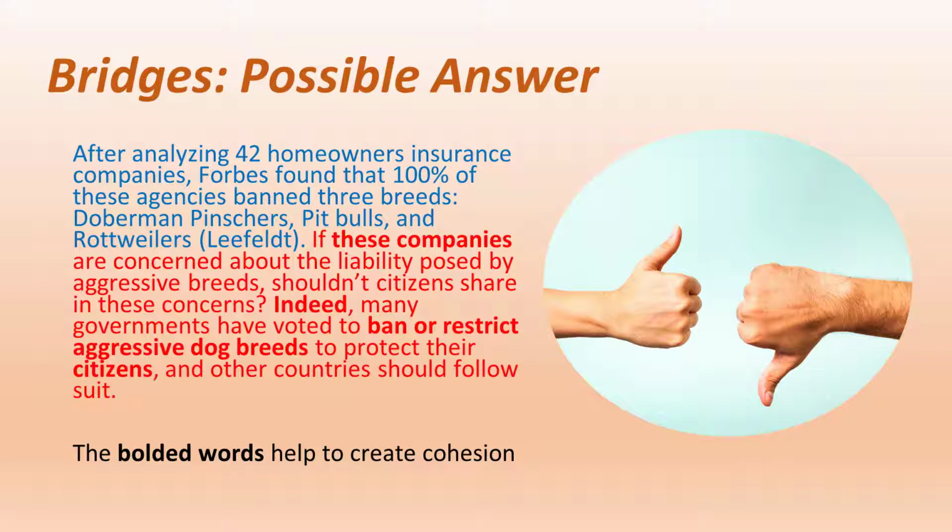These companies refers back to the homeowners insurance agencies. Indeed shows the relationship between sentences 2 and 3. Ban or restrict aggressive dog breeds is a restated idea. And then citizens is a repeated word that creates cohesion.